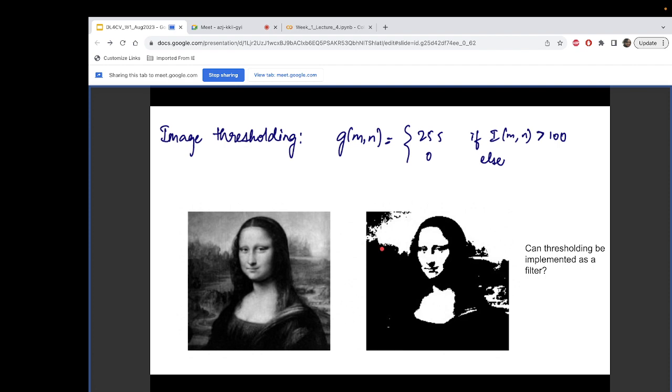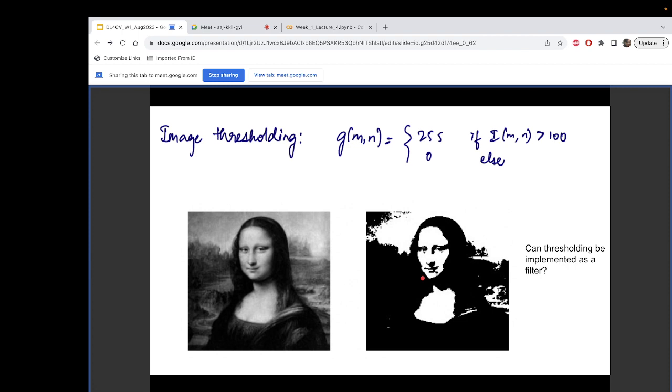So to convert from here to here, this algorithm is given, which says that at any position m comma n, your intensity is 255 if in your original image for the same position the intensity was above 100, otherwise you have 0. So all intensities that were above 100, you are making them 1, that is 255. All others are made 0. That's why the darker pixels have become 0, the lighter pixels have become 1. So this is called image thresholding.